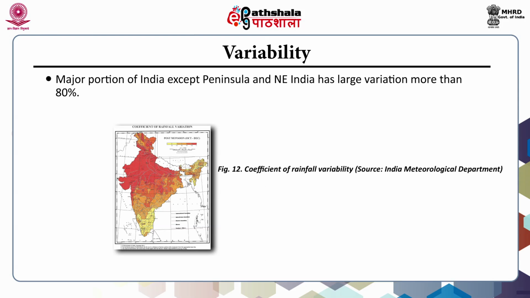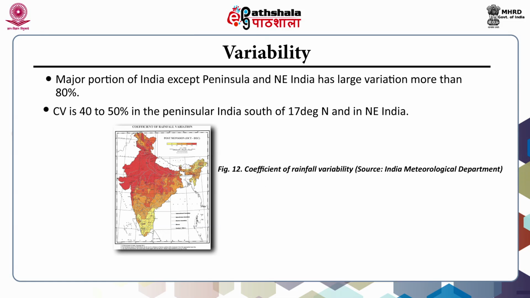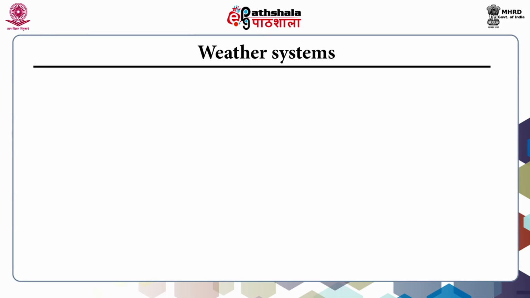A major portion of India except Peninsula and Northeast India has large variation, which is usually more than 80%. Variation is 40 to 50% in peninsular India south of 17 degrees north and in northeast India. Now we will come to the weather systems in this season.